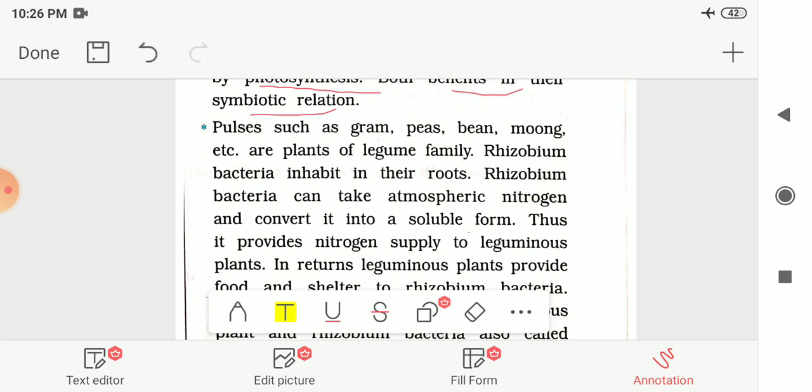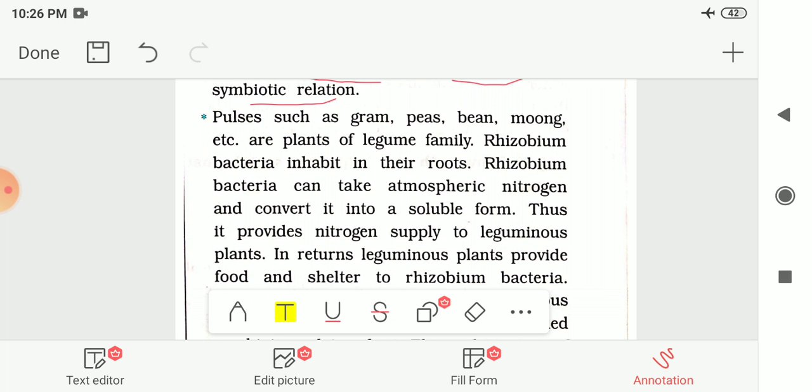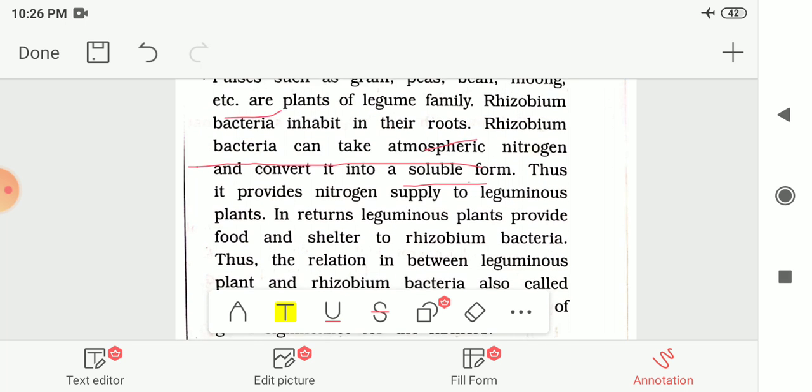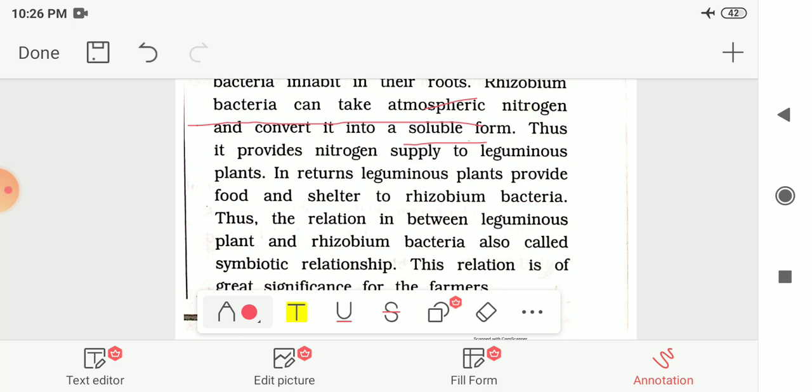Next, we had seen that pulses such as gram, peas, beans, moong, etc. are plants of the legume family. So the rhizobium bacteria inhabit, or are living in, their roots. This rhizobium bacteria can take atmospheric nitrogen and convert it into a soluble form. Thus it provides a nitrogen supply to the leguminous plants, and in return the leguminous plants provide food and shelter to the rhizobium bacteria. So the relation between leguminous plants and rhizobium bacteria is called the symbiotic relation.